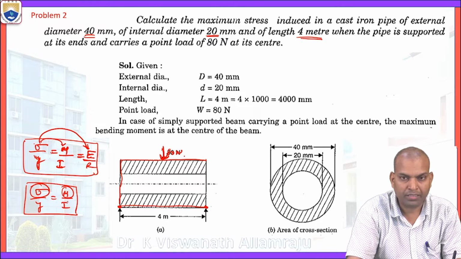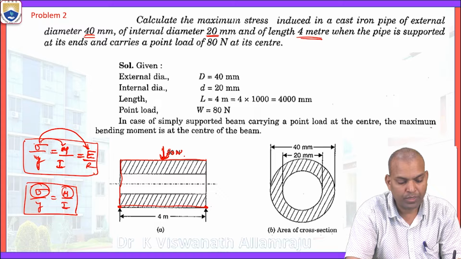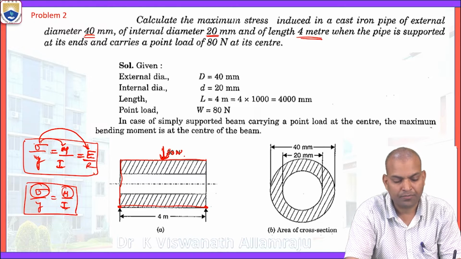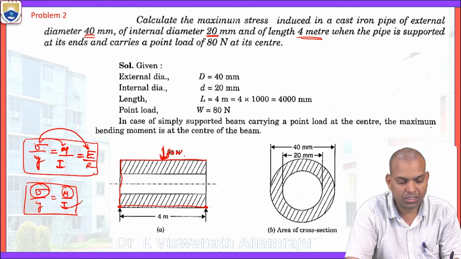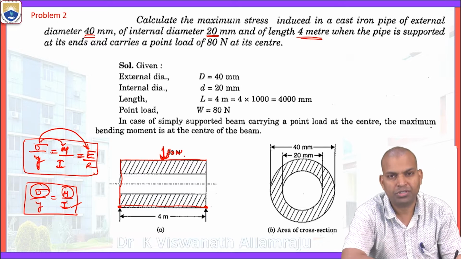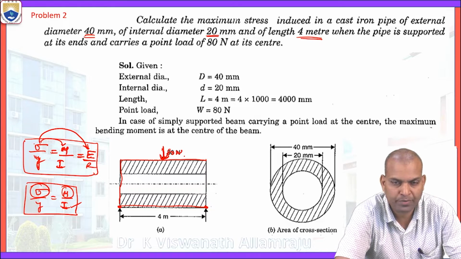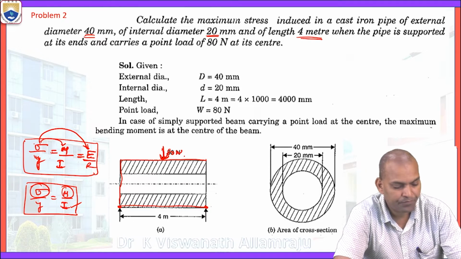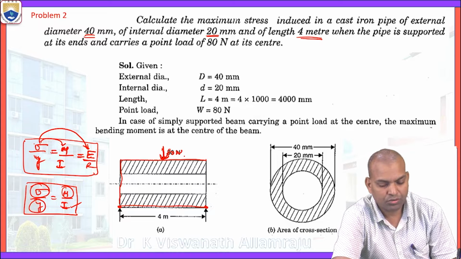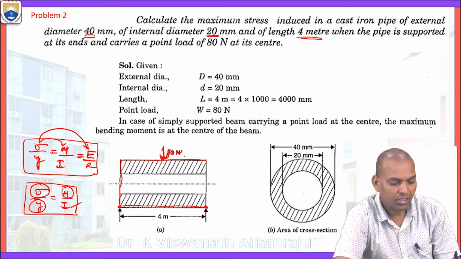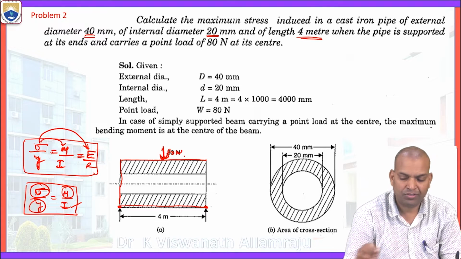So we have to know the maximum bending moment and the moment of inertia of the hollow cylinder. The moment of inertia of the hollow cylinder can be calculated based on the dimensions given here, and the bending moment M can be calculated by considering that it is a simply supported beam having a point load at the midpoint. Then what is the maximum bending moment? Then y becomes capital D by 2, that is 40 by 2, 20 millimeters. So the sigma maximum can be calculated.